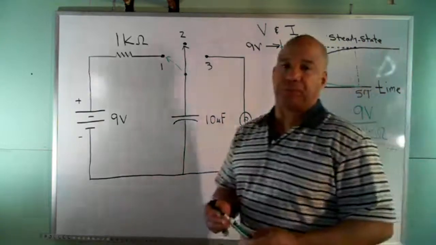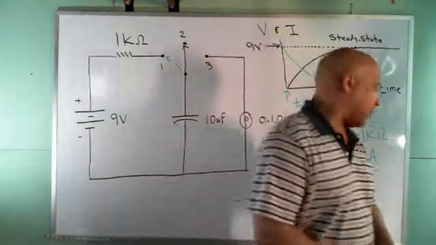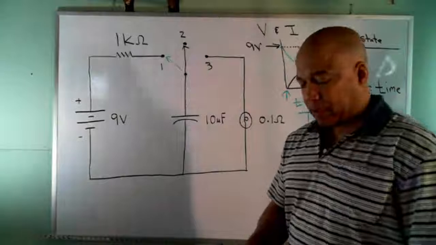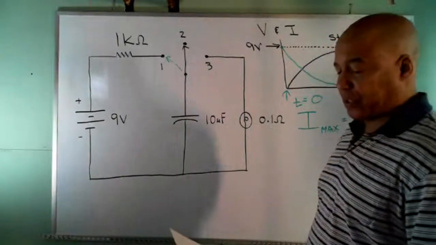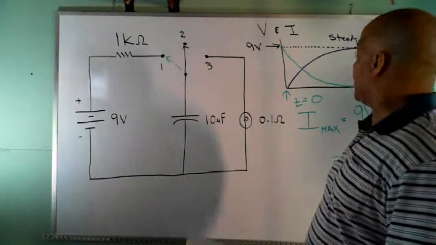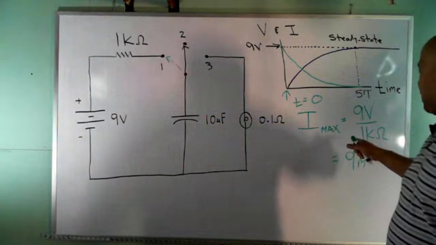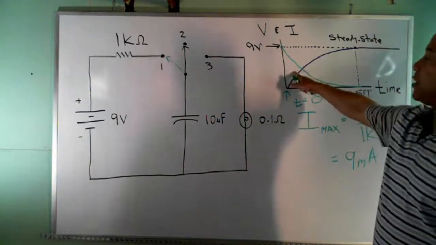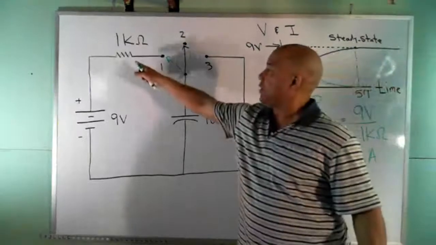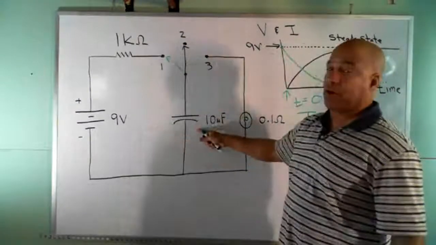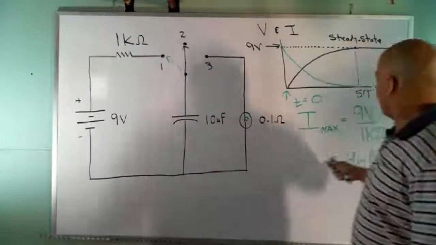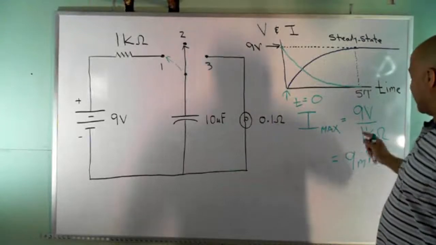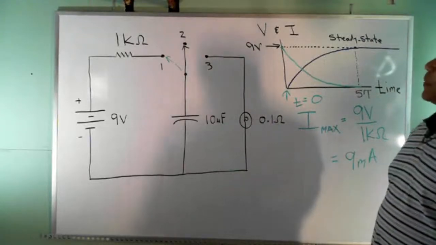T equals 0. So if you have the sheet out in front of you, what is the maximum current when the switch is moved from position 2 to position 1? In this case, it's going to be 9 milliamps. But I want you to make sure you understand the graph. Initially, all the voltage is across the resistor, the capacitor is a short, so the maximum current is going to be the voltage divided by the resistance. In this case, 9 milliamps.